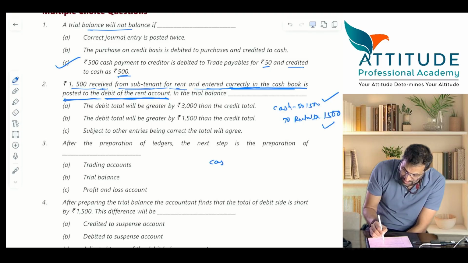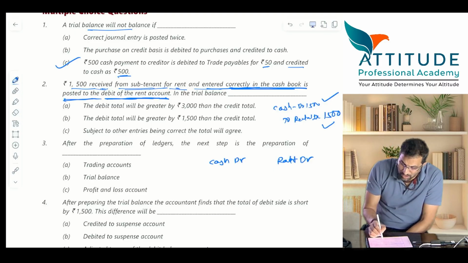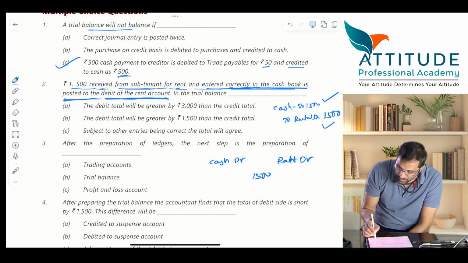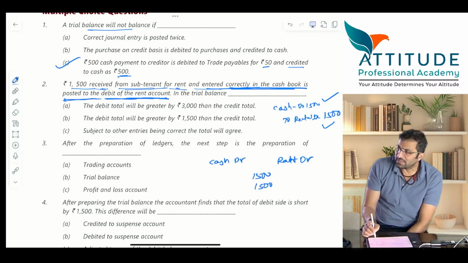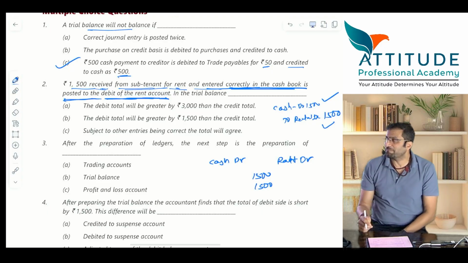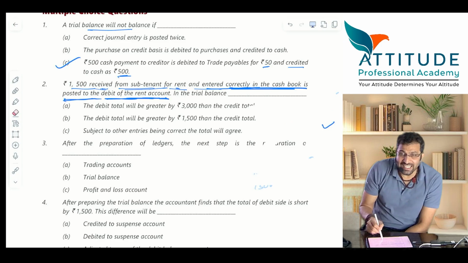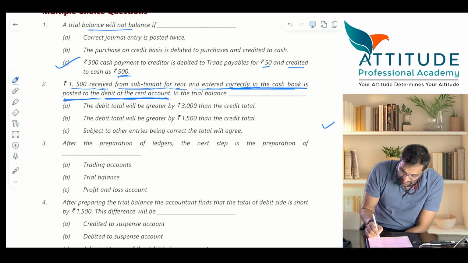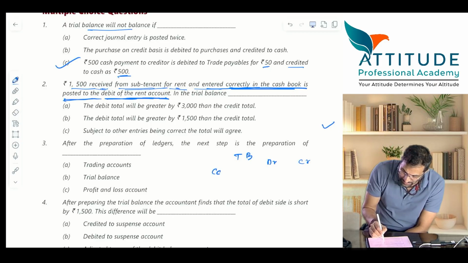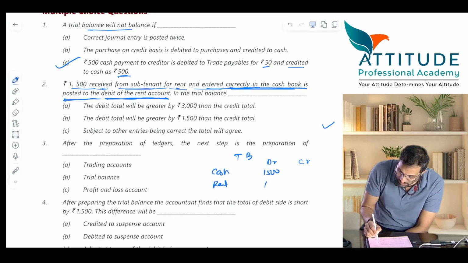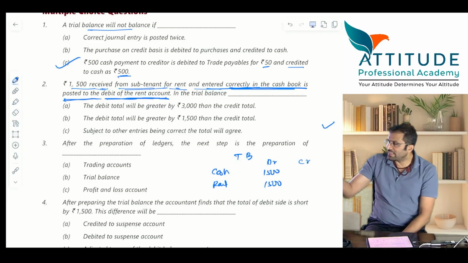So cash account भी debit हुआ है, rent account भी क्या हुआ है? Debit हुआ है. So debit side 1500 भी हुआ है और एक debit side कितना हुआ है? 1500. Credit side कुछ आया ही नहीं. समझ में आया कि नहीं? Did you get it, guys? What is happening? Hear it. If trial balance ले लिया ना, debit and credit, cash is debited by 1500. Rent is also debited by how much? 1500. Credit side कुछ गया ही नहीं.